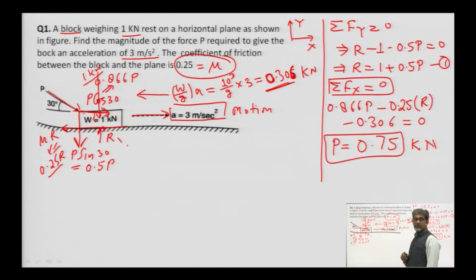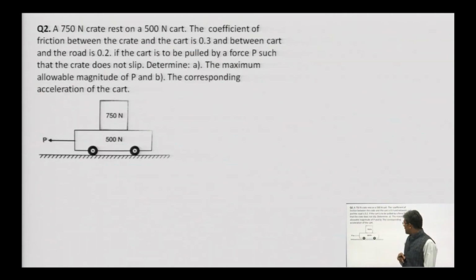So, this example shows how we can apply the D'Alembert principle in solving questions. Here we calculated the value of P. If the value of P is known to us, then we can calculate the value of a with that procedure. Let us do another example.